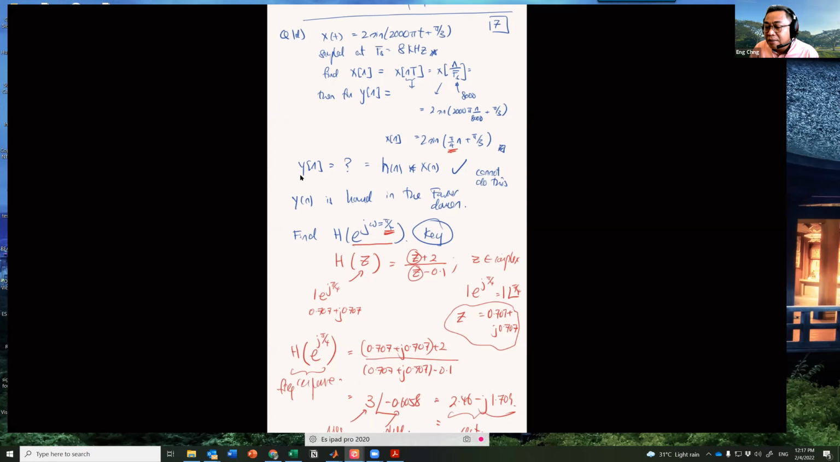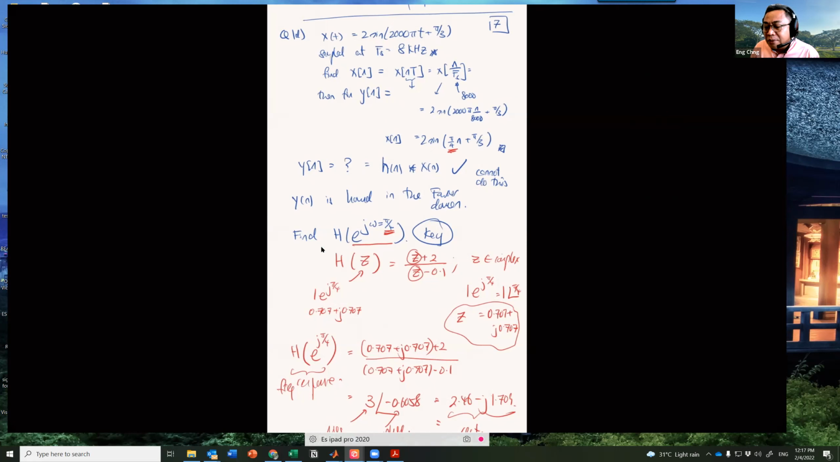To find y[n], you will think that you need to do h[n] convolved with x[n], but you can't do that because h[n] is of infinite length, so you cannot write the convolution. Instead, you use the frequency response, H(e^jω), calculated at this frequency. Why pi over 4? Because the input is only one signal at one frequency, pi over 4. We substitute e^jω equals pi over 4 to evaluate the frequency response.